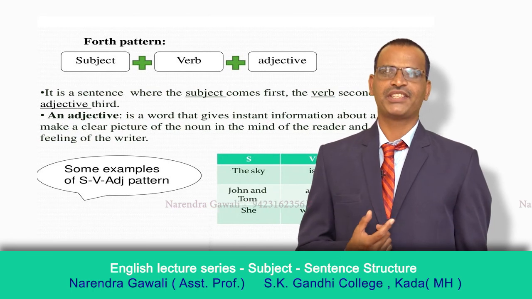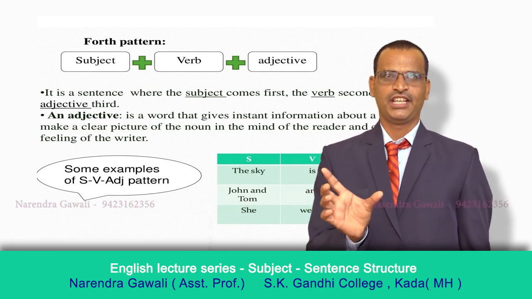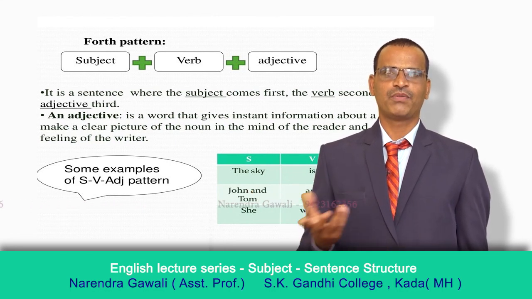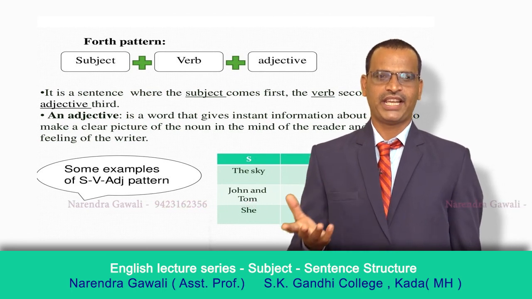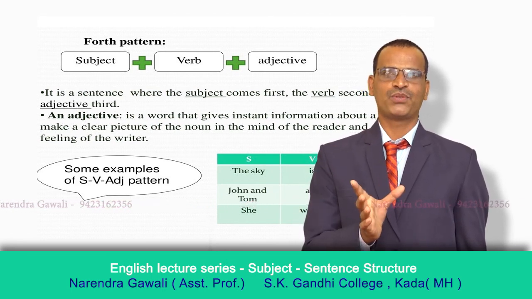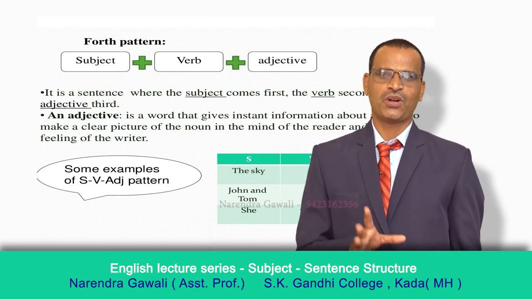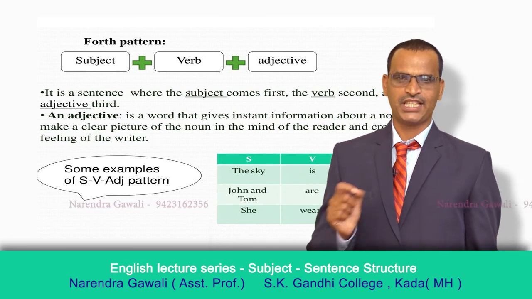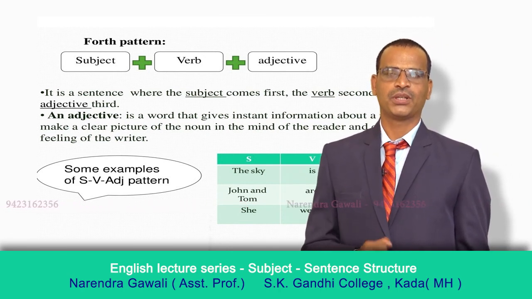Another example: she wears a beautiful dress. She is the subject, wears is the verb, a beautiful dress is the object. They are singing a beautiful song. This is also an example. They is the subject, are singing is the verb, beautiful song is the object. So you got this point. Subject, verb plus adjective, SVAdj. This pattern we can say in short.